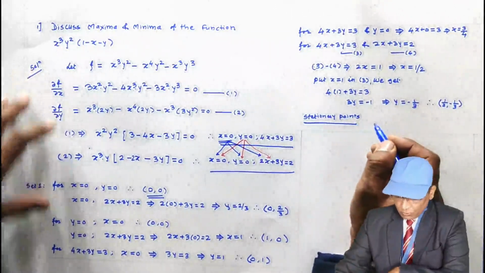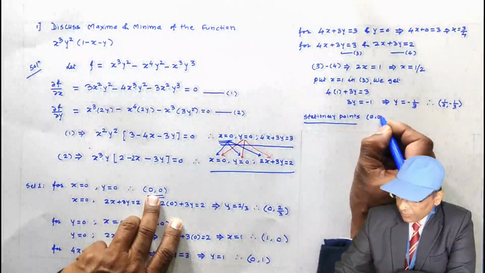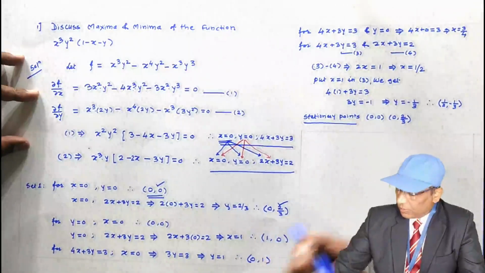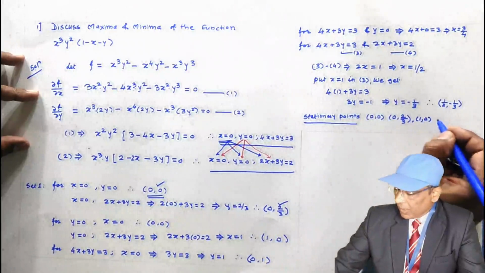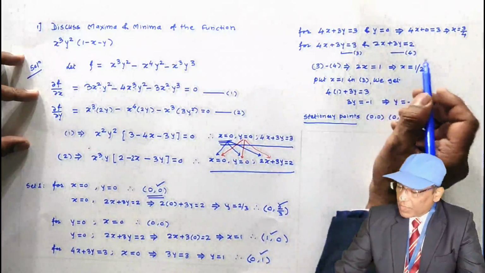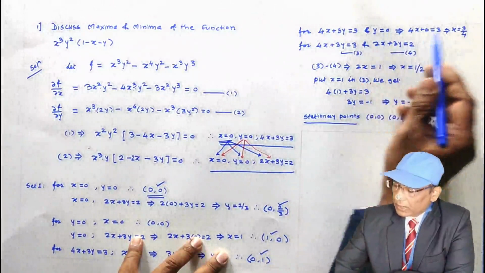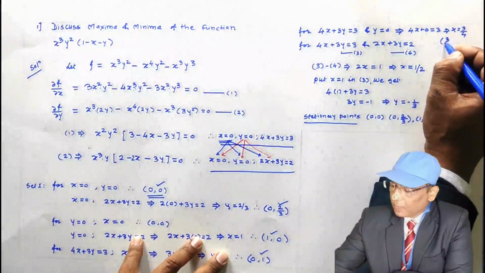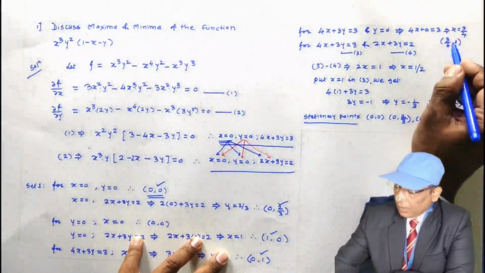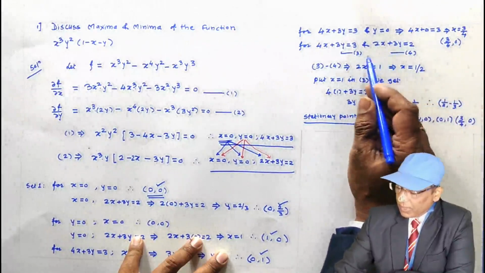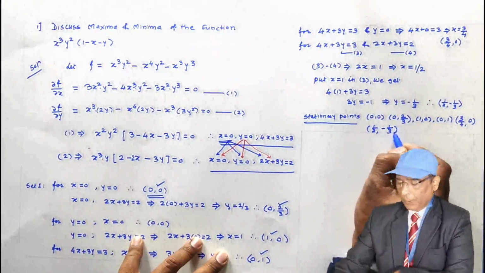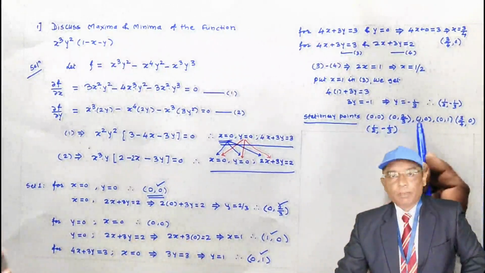What is the first point? 0, 0. That I have written here. The next point is 0, 2 by 3. Next to that is 1, 0. Then 0, 1. Next one is what? Put y equal to 0 and x equal to 3 by 4, so 3 by 4, 0 is one of the points we will get. And we have solved equations 3 and 4 simultaneously, and we obtained this point. These stationary points we have obtained.